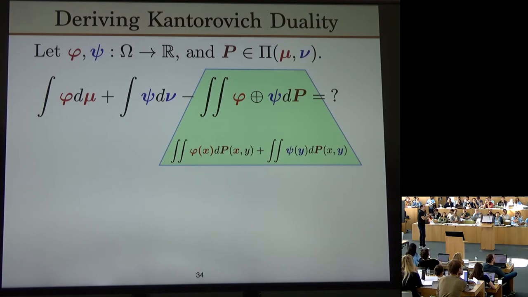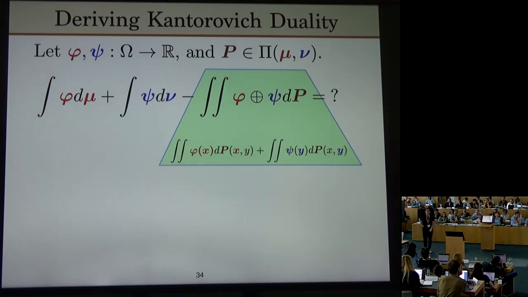On the one hand, I will sum up my coupling P against phi of x, and I will sum up my function psi against dP(x,y). So here, the double integrals basically have no meaning, in the sense that what I'm integrating against is a function that only depends on x, and this one only depends on y. So here, I don't really care that there's a y, because it will sum up to 1. And here I don't really care there's an x, because it will sum up to 1 as well.